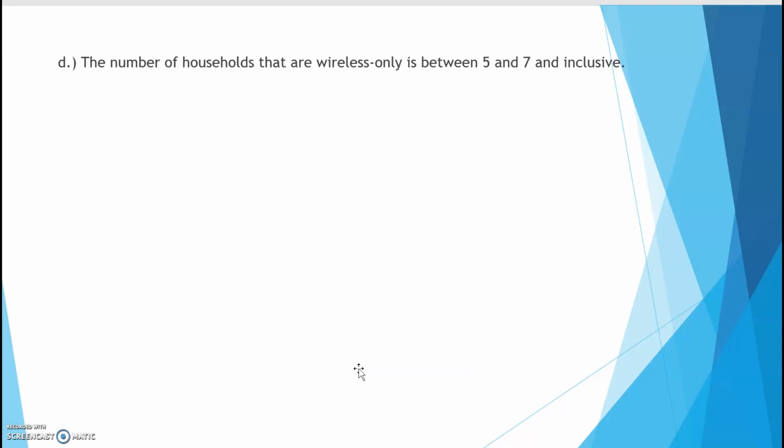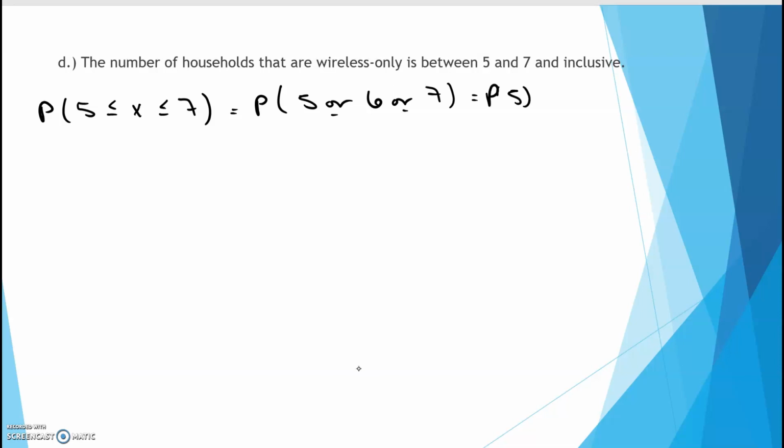Okay, the number of households that are wireless only is between 5 and 7. So the probability is between 5 and 7. Notice that x is between these two numbers. So really, this is just the probability of 5 or 6 or 7. Remember, an OR probability, you're going to add, so probability of 5 plus the probability of 6 plus the probability of 7. So I'll need to use this formula 3 different times and add them all together.